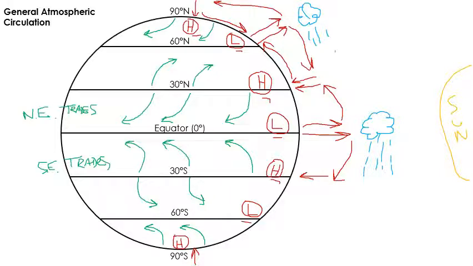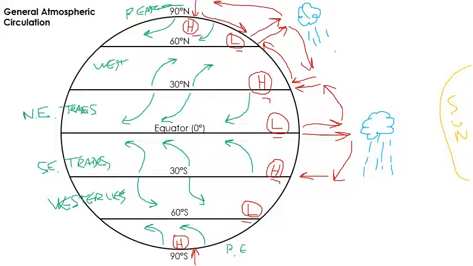But then between 30 and 60 degrees, these are our belts of westerly winds. We call these the westerlies. And we have another belt of westerlies up here, right? We label the winds from the direction they're coming from. These winds are coming from the west, so we call them westerlies. Near the poles, these are easterly winds, so we call these the polar easterlies. And again, we have polar easterlies down here too.